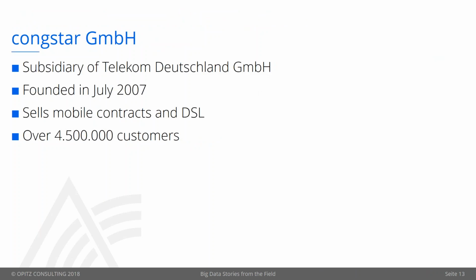First of all, some words about our customer Kongster. Kongster is a mobile network operator headquartered in Cologne, Germany. The company is a subsidiary of Telekom Deutschland and was founded in July 2007. They are specialized in discount mobile phone services marketed to younger people. By 2017, they had over 4,500,000 customers.